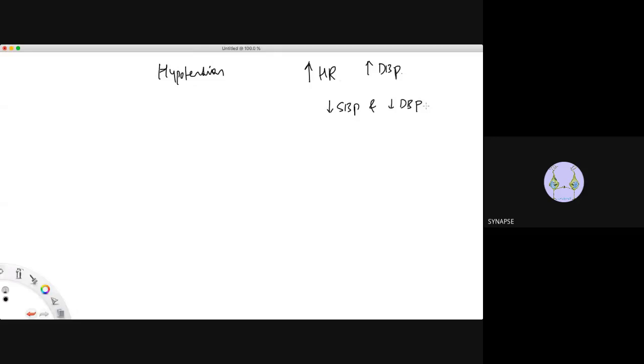Now we have to look at the classification of hypovolemic shock. This is an extremely important topic, so I'll take another new table here. Let's talk about the different classes: class 1, 2, 3, 4. We're going to look at the different parameters here.